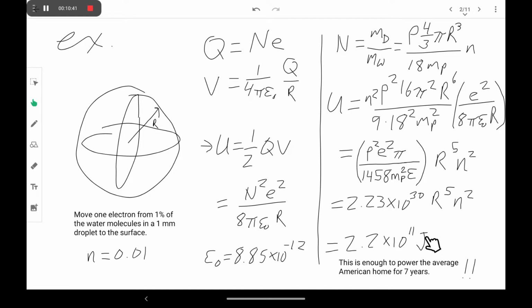That's how much energy we would need to put into this thing to be able to dissociate 1%, just 1%, of the water molecules, to bring an electron to the surface. Now that's a lot. That's enough energy to power an average American home for 7 years. So clearly, objects even of a millimeter size are neutral because it takes so much energy to try and charge them. It would be pretty much impossible.